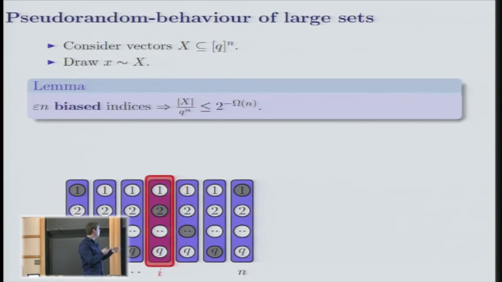A little bit more formally, let's say you have an epsilon n fraction of indices where the distribution that you're seeing is epsilon away from a uniform distribution, however you want to define that. Then the fraction of vectors that you could have, the density, can only be exponentially small.